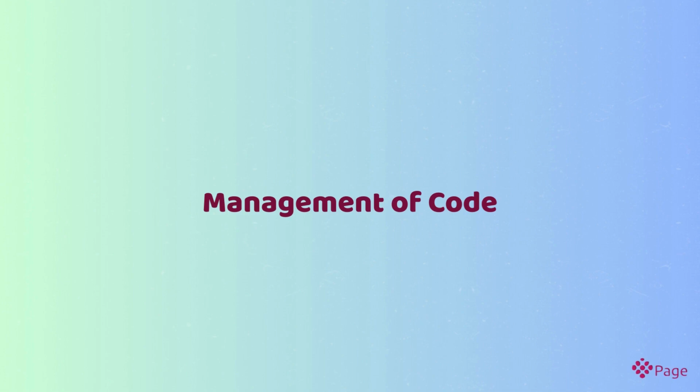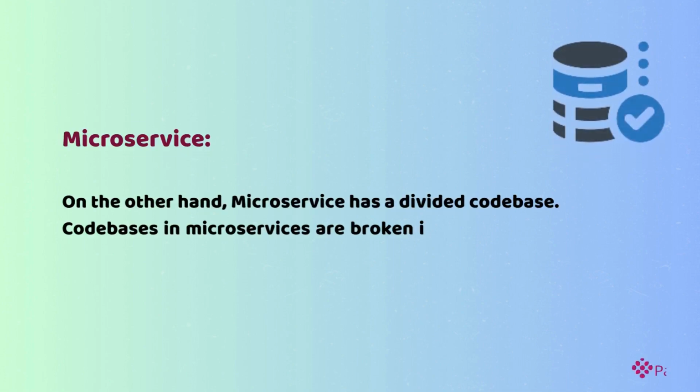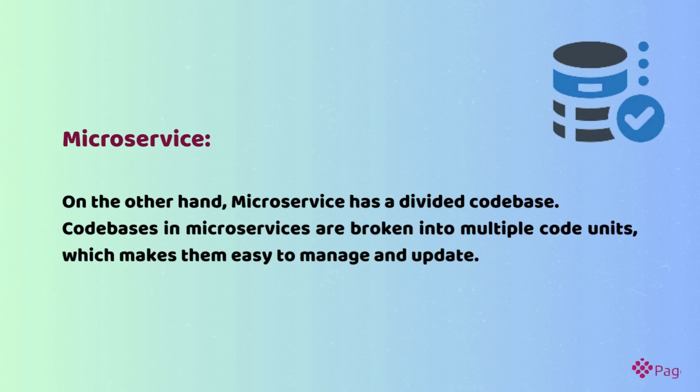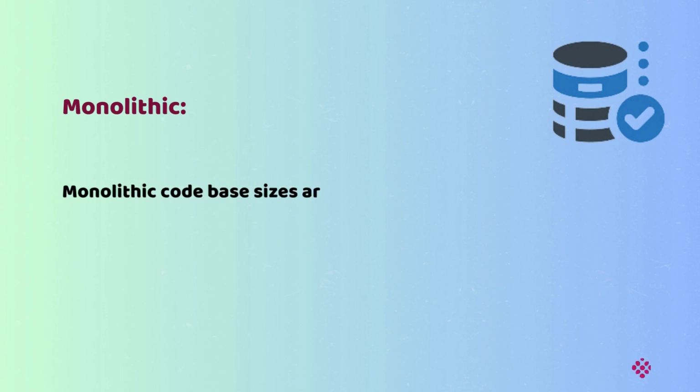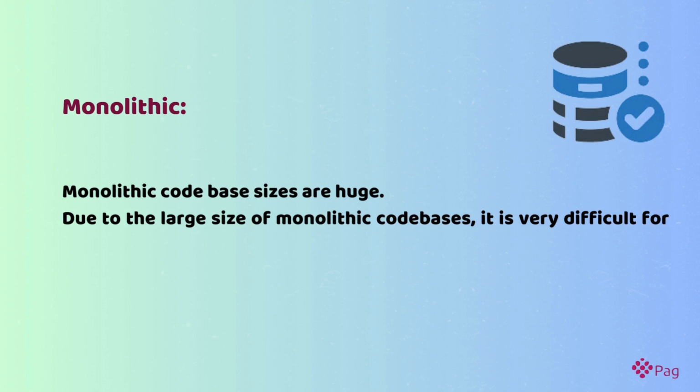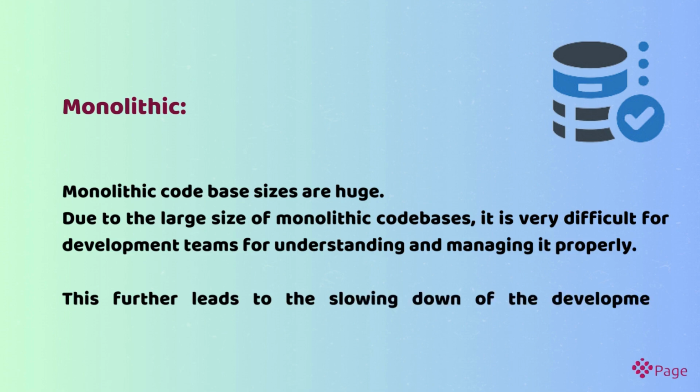Management of code. Microservice. On the other hand, microservice has a divided codebase. Codebases in microservices are broken into multiple code units, which makes them easy to manage and update. Monolithic. Monolithic code base sizes are huge. Due to the large size of monolithic codebases, it is very difficult for development teams to understand and manage it properly. This further leads to the slowing down of the development processes.